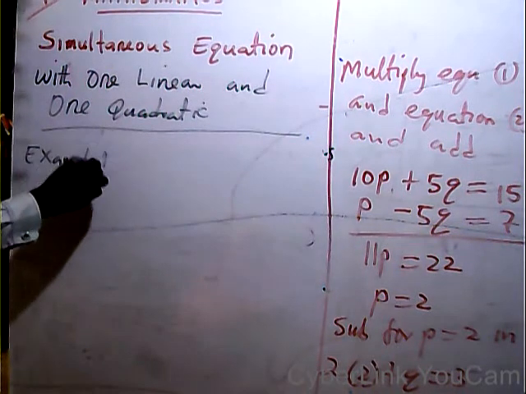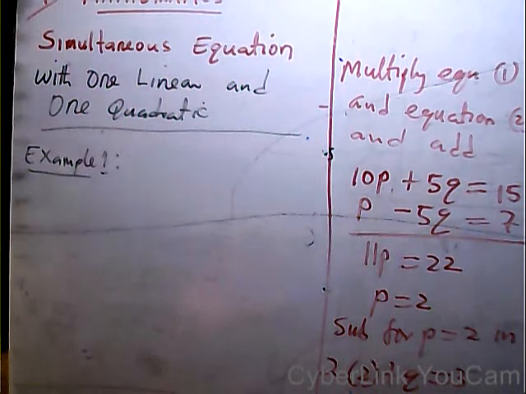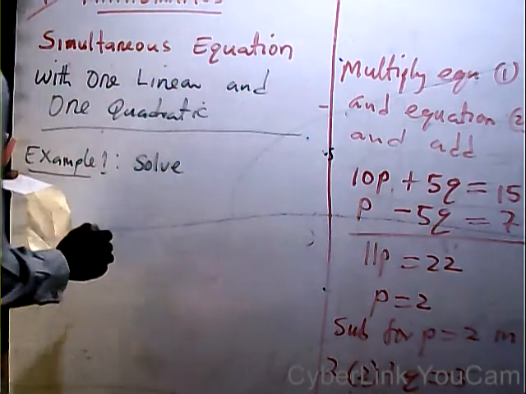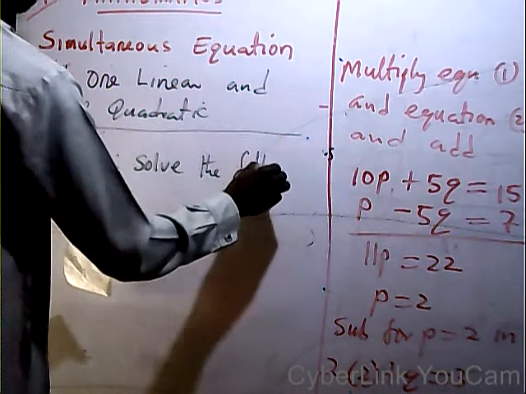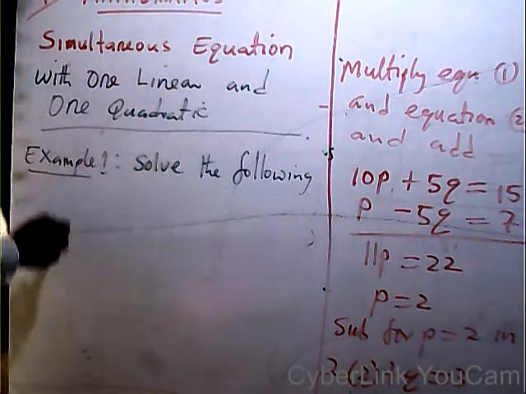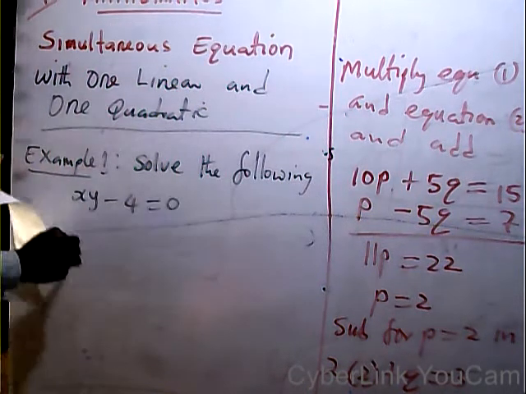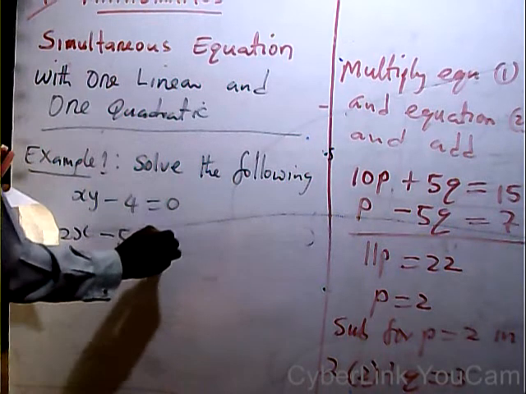Example 1 is here. You have to solve the following. We are given xy minus 4 is equal to 0, and we are still told that 2x minus 5y is equal to 3.